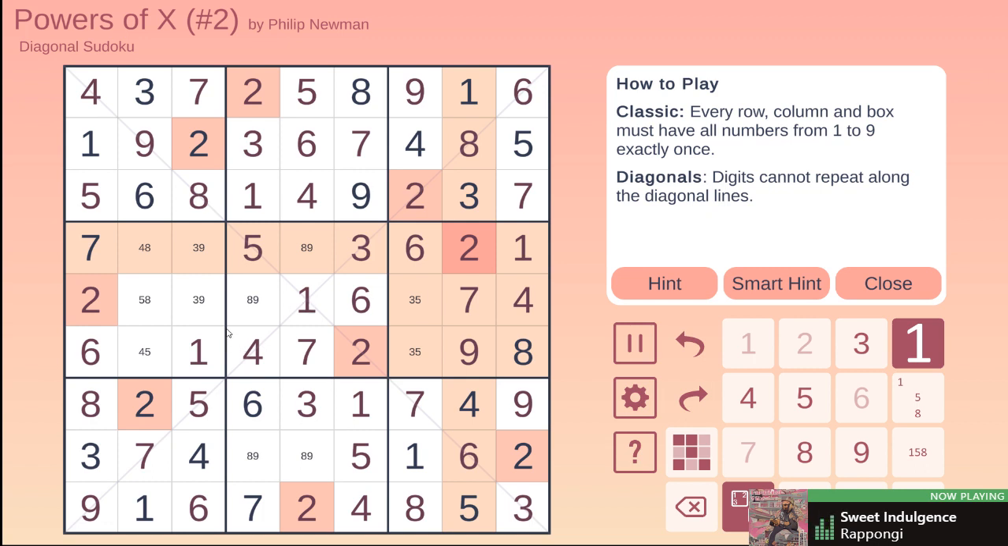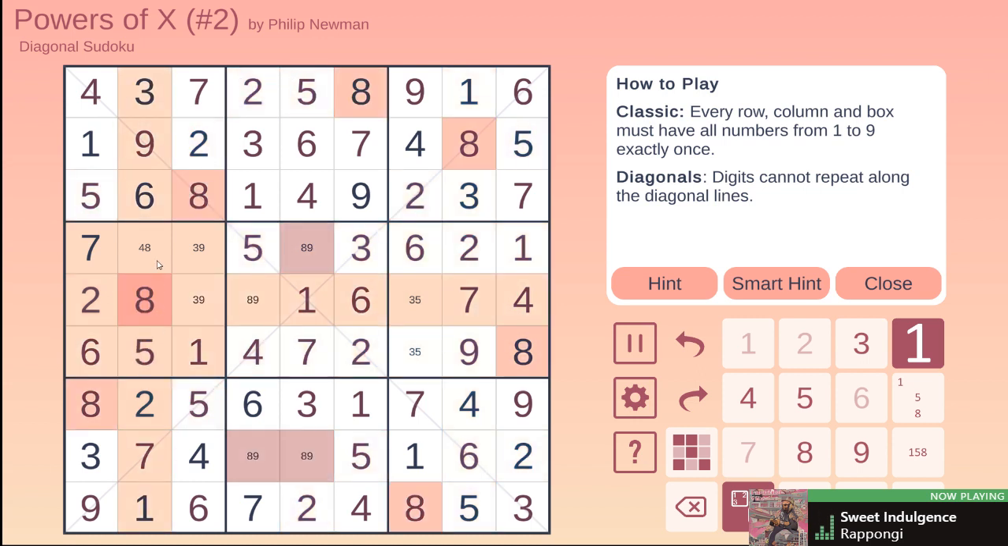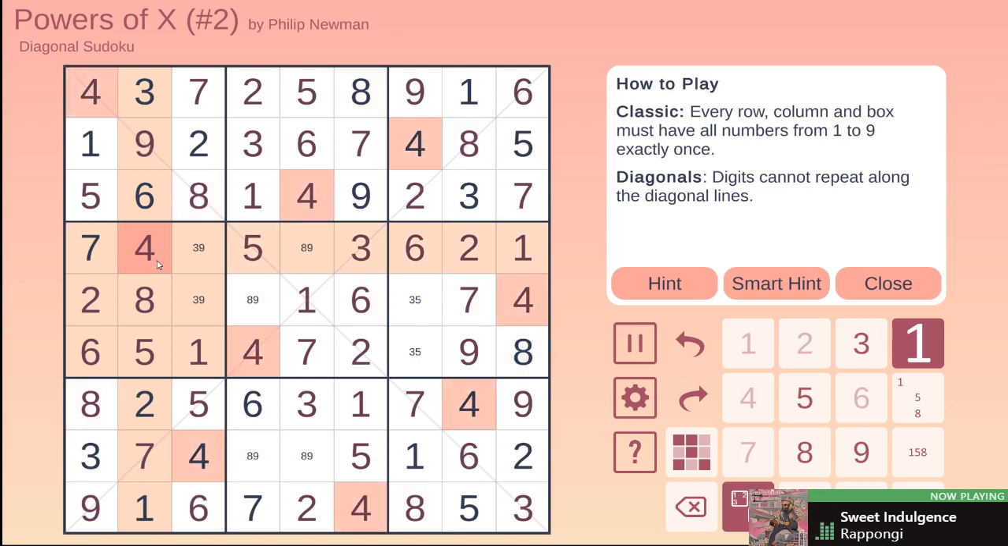What am I missing? I have to be missing something. There's the 8 die, deadly patterned, 3-5. 3-5, 4-5. Right, this is a 5, which means this is an 8, which means this is a 4. There we go.